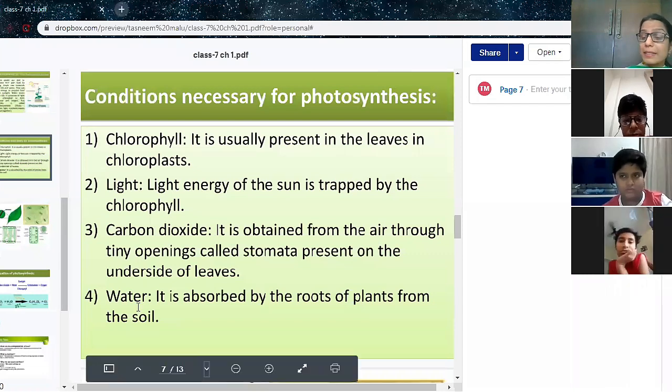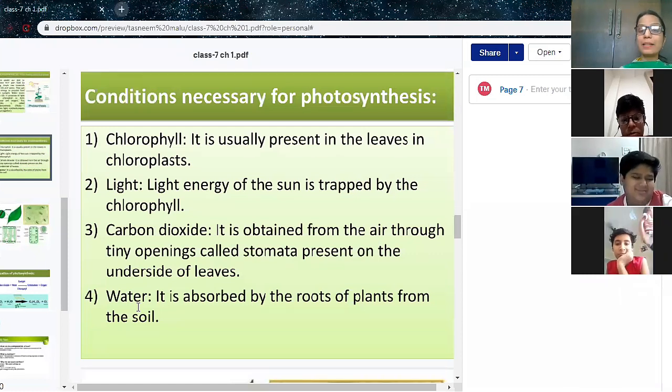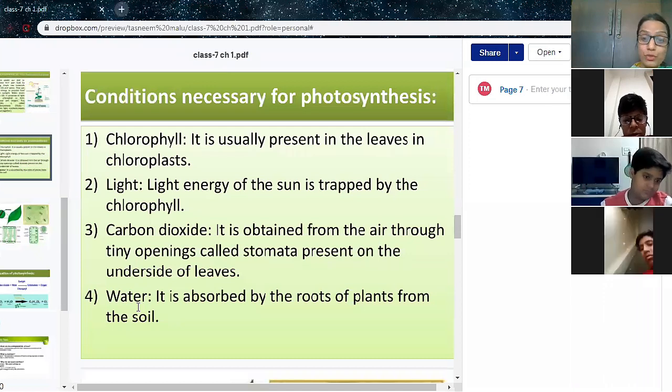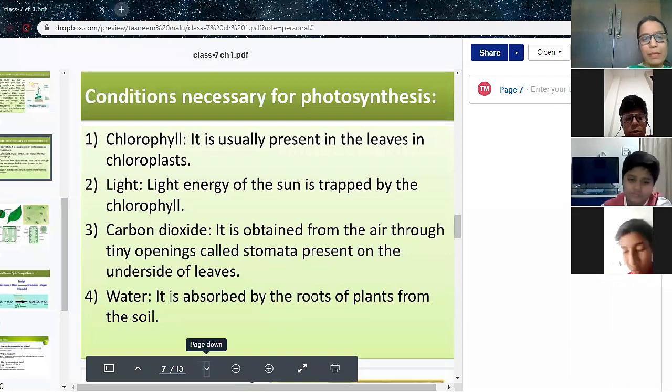Now, the next basic necessity of photosynthesis is water. Water and minerals are absorbed by the roots of the plants from the soil. And how are they absorbed? Plants have certain conducting tissue, known as xylem. This xylem transports water and minerals absorbed by the roots to the aerial parts of the plants, that means to the leaves. Thus, in the presence of all these four conditions, photosynthesis will take place.